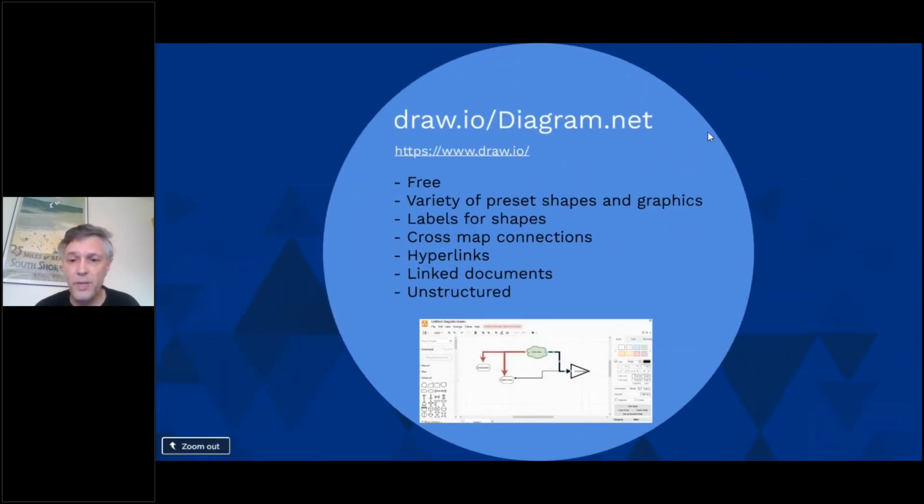So just to take a peek at a couple of these. Draw.io is a very good one. It is completely free. It comes with a variety of shapes and graphics built into it. So it's leaning a little more towards the mind mapping side as opposed to the concept mapping side. It allows for hyperlinks, which can be important. It allows for documents linked into the map to give it greater depth to link out to. And then also it's unstructured.